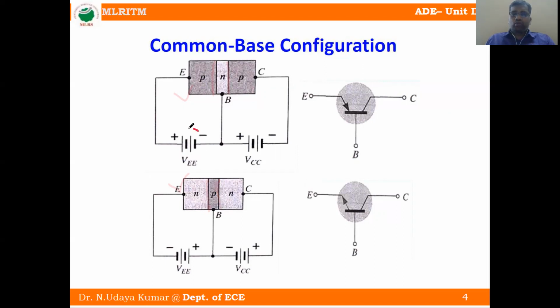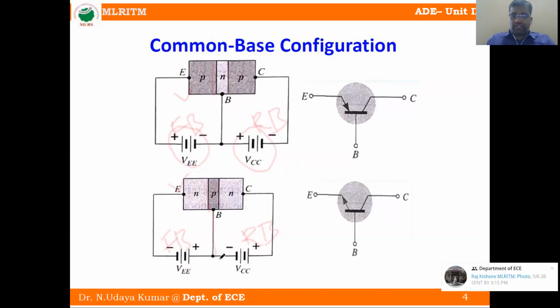Here there are two voltages, or two batteries, or two junction voltages. The emitter base junction is always forward biased and the collector base junction is reverse biased. Similarly in the other one, this is forward biased and this is reverse biased. This is the connection. Here the base is common.